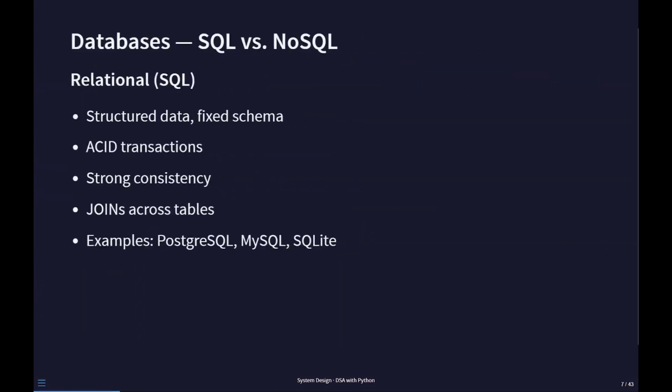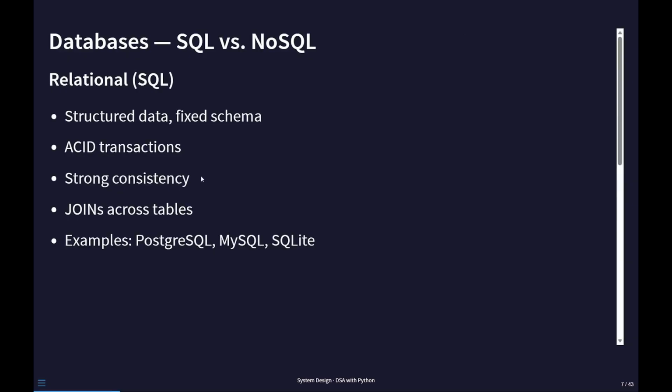Now let us talk about databases, arguably the most consequential architectural decision you will make. Relational databases. The SQL families store structured data in fixed schema tables with rows and columns. They enforce data integrity through constraints, support complex join queries across multiple tables, and provide ACID transactions. Atomicity, consistency, isolation, and durability. Examples are PostgreSQL, MySQL, and SQLite.